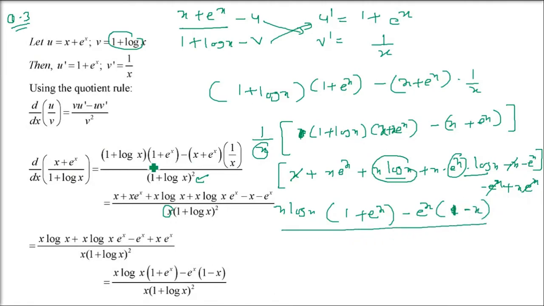And now I am writing the denominator. That is 1 plus log x whole square. I am writing here 1 plus log x whole square. And this is the final result. x was already there.